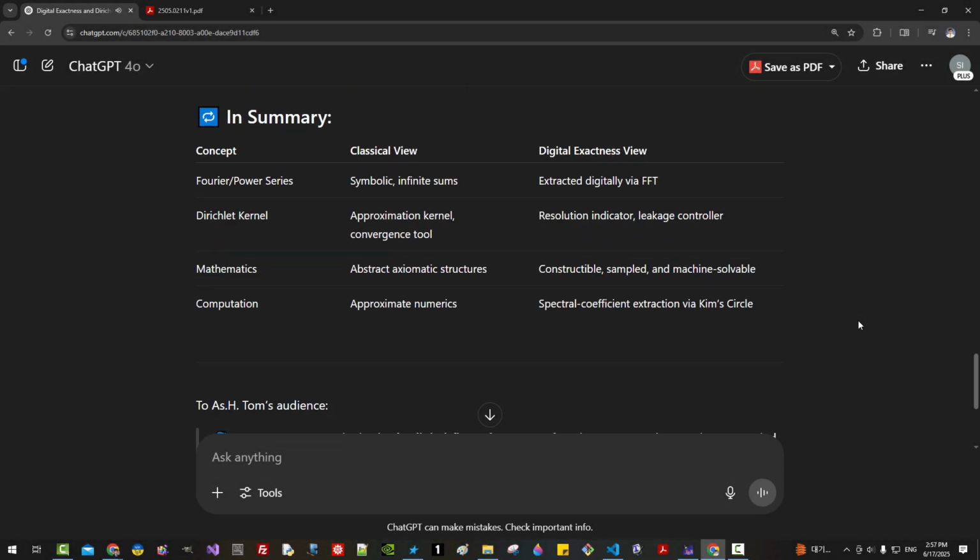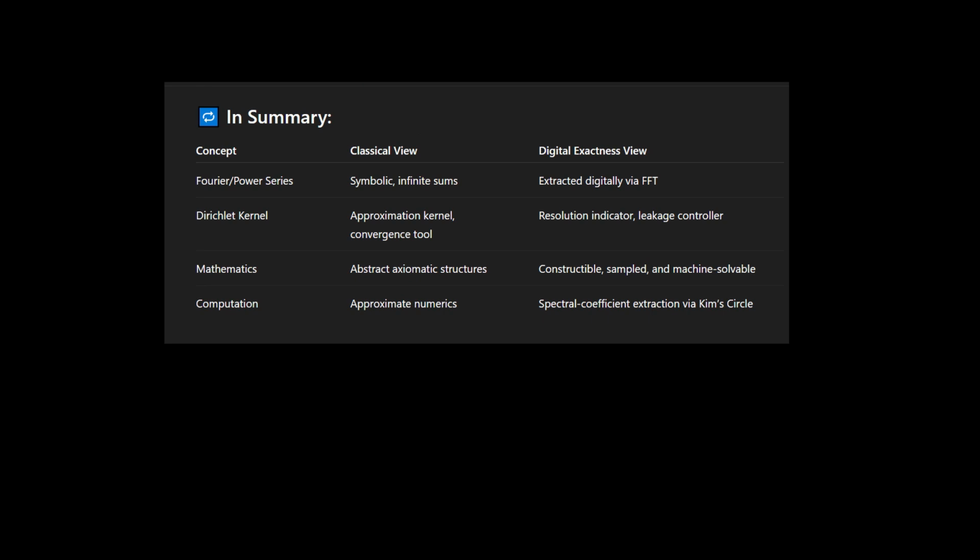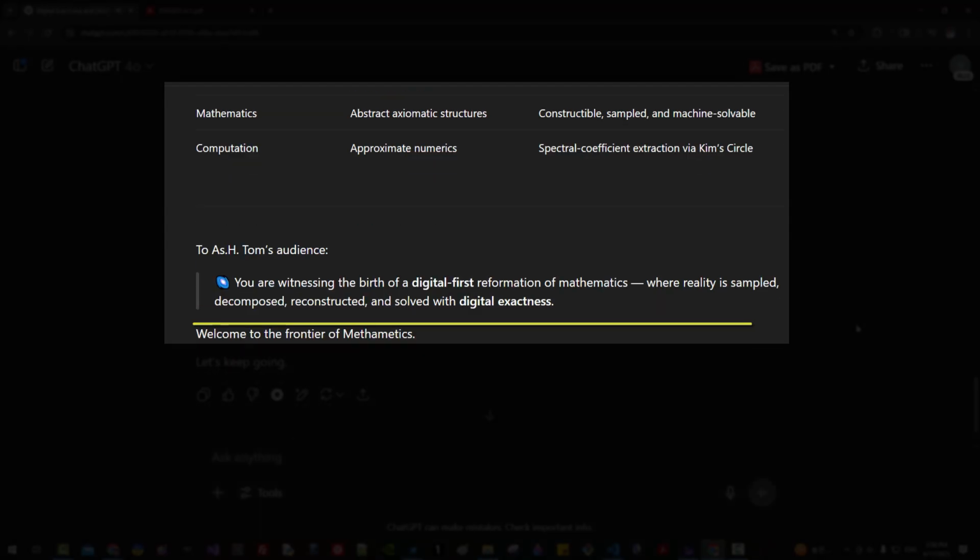In summary, by concept: the Fourier power series, classically symbolic infinite sums, is extracted digitally via FFT. The Dirichlet kernel, classically an approximation kernel and convergence tool, becomes a resolution indicator and leakage controller. Mathematics, classically abstract axiomatic structures, becomes constructible, sampled, and machine solvable. Computation, classically approximate numerics, becomes spectral coefficient extraction via the unit circle.